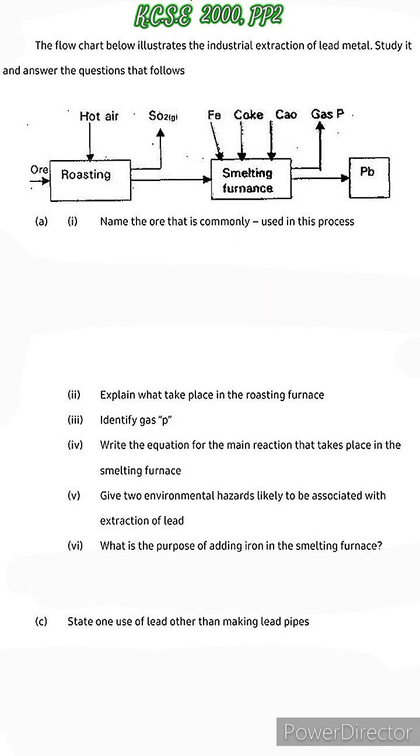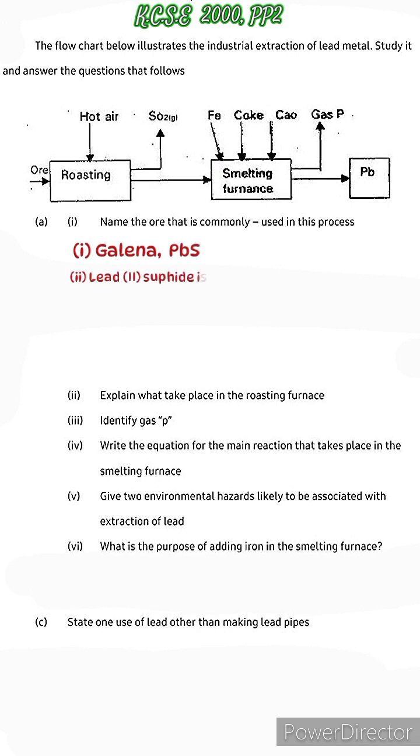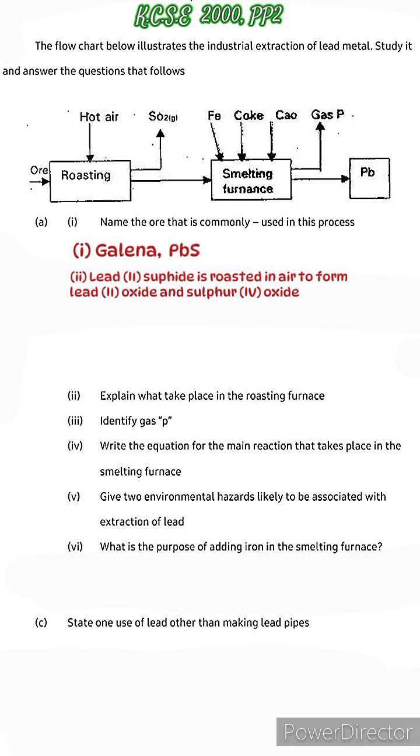So, A, Roman 1. Name the ore that is commonly used in this process, and this is galena. Roman 2. Explain what takes place in the roasting furnace. In the roasting furnace, most of the lead 2 sulfide is roasted in air, causing it to react with oxygen to form lead 2 oxide and sulfur 4 oxide. Roman 3. Identify gas P. This is carbon 4 oxide.